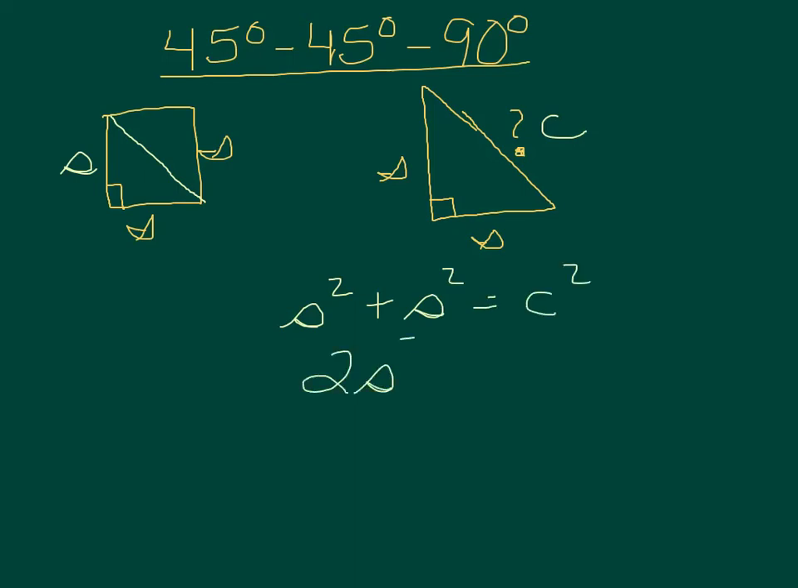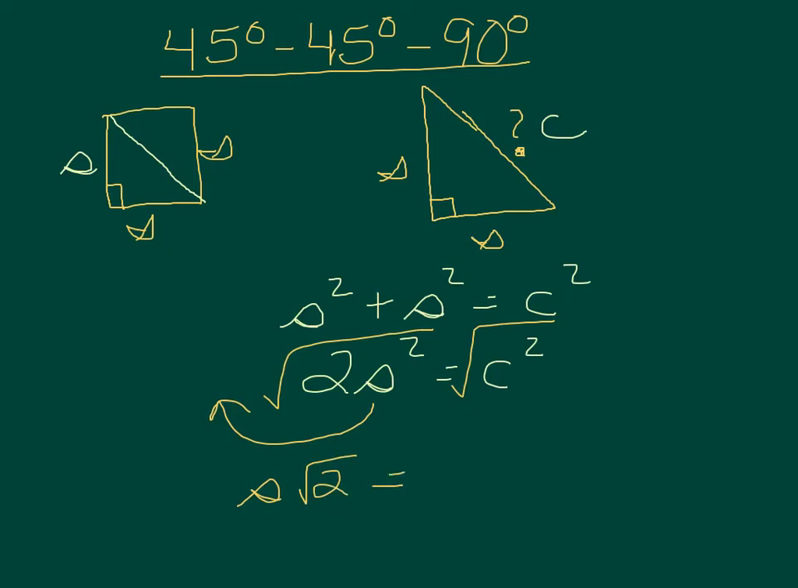2s squared equals c squared. Square root both sides, and we end up with s times the square root of 2 equals c. And we don't have to worry about the plus or minus in this case because it doesn't make sense for a length of a triangle to be negative.